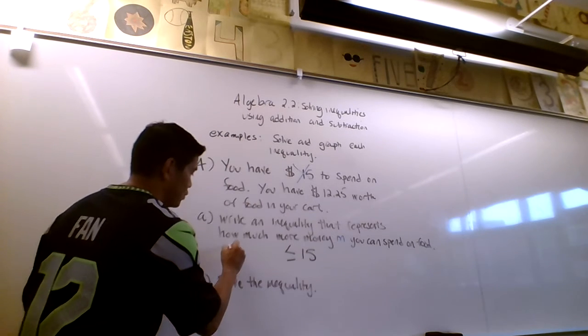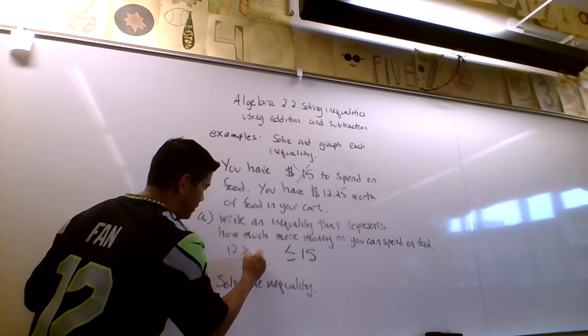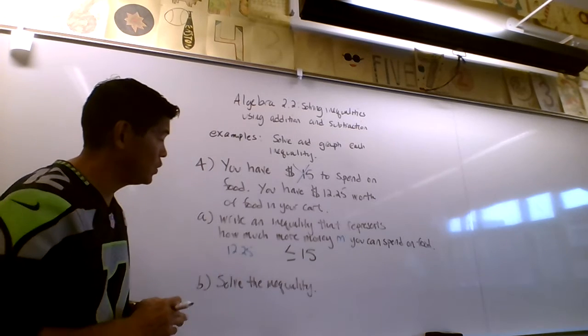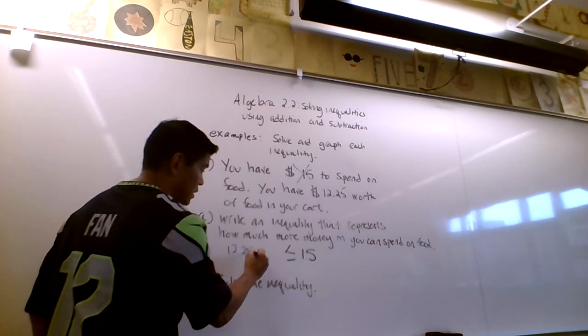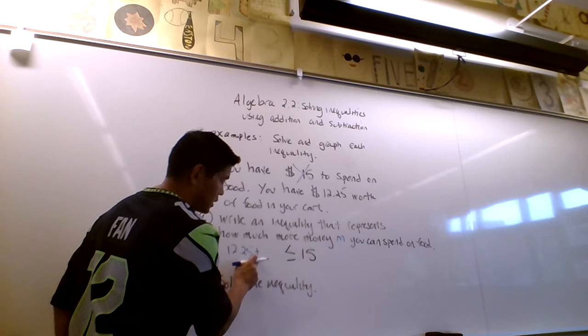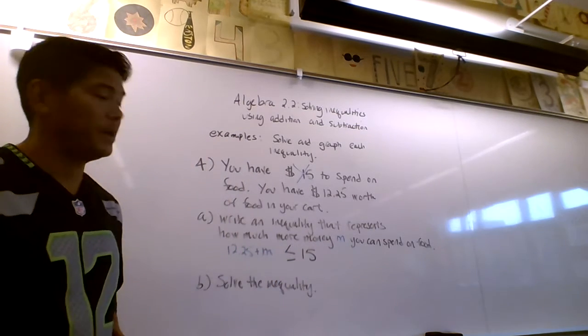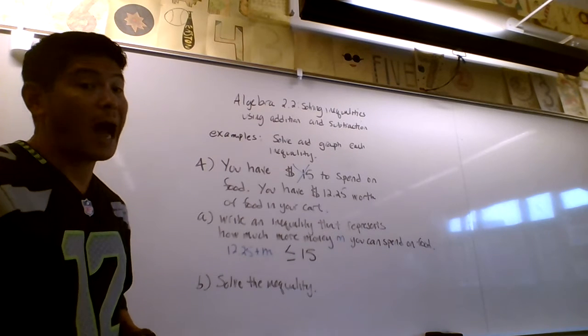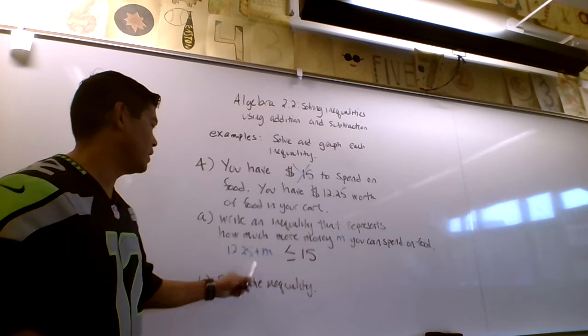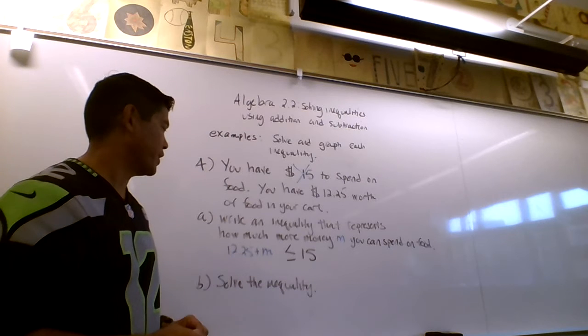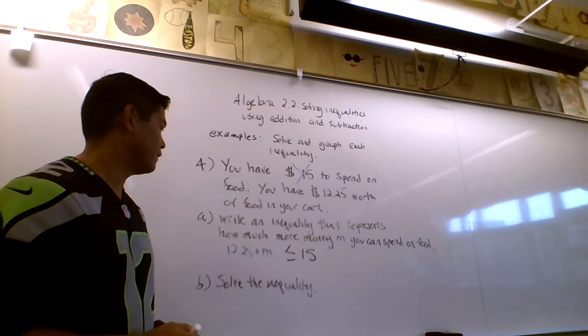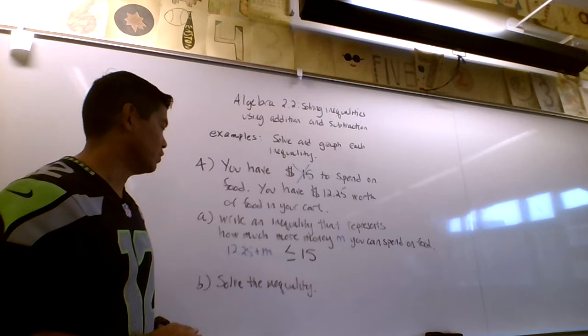So if you've already spent $12.25, that's definitely less than or equal to 15. But on top of that, or plus however much more M you can spend on your food, would be a correct inequality. This is not the only way that you can write the inequality. You could switch the order here and write it as M plus 12.25 is less than or equal to 15.